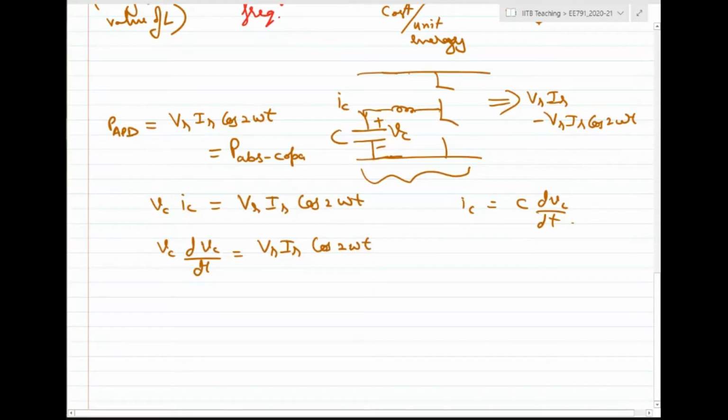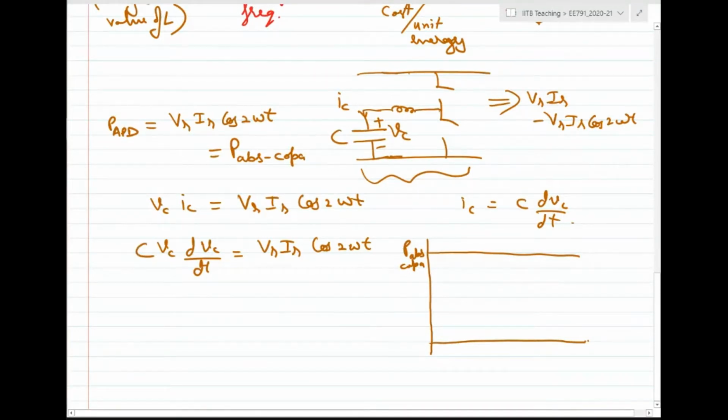Now, what if I create a graph, let's say showing this power which is absorbed by the capacitor. Sir, I'm sorry, C is missing. Thanks. So i is equal to C dv by dt. So there's a C here.